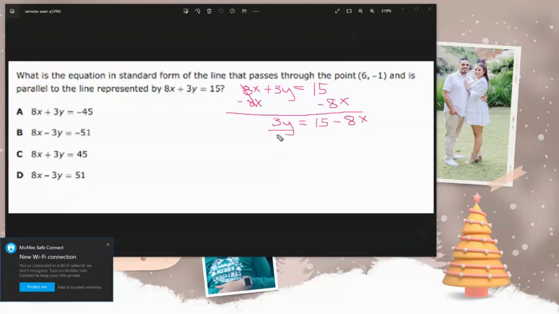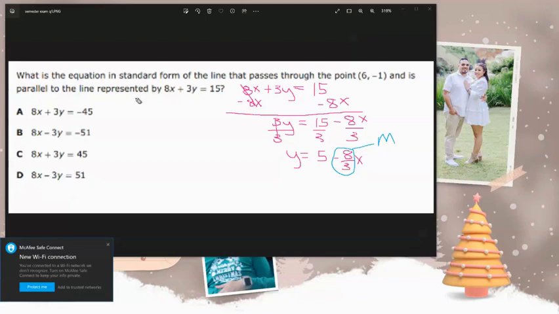Then I'm going to divide each term by 3, and that will leave me with y equals 5 minus 8 over 3x. So now this tells me what my slope is. My slope is going to be negative 8 over 3. That is going to be my m.